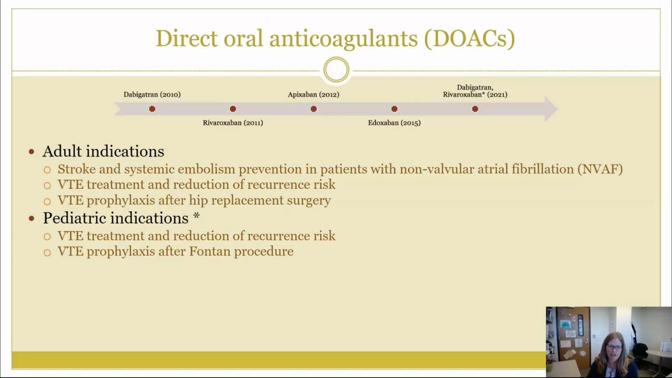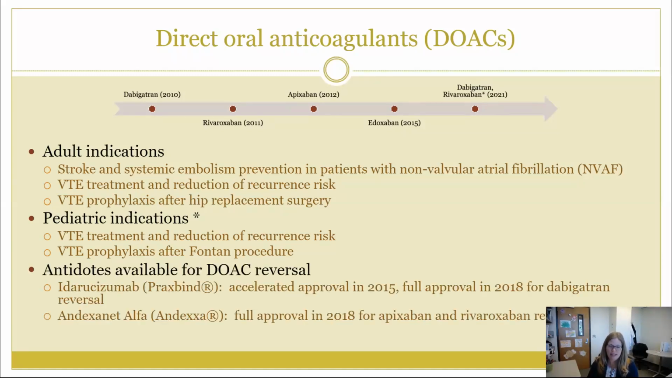Now, other patients that are prescribed DOACs in the outpatient setting would be those needing VTE treatment and to try to reduce the risk of recurrent VTE. Also, patients getting joint replacement surgeries are at higher risk for thrombosis, and so they will be prophylaxed with a DOAC. In pediatric patients, these medications are used to treat and to prevent recurrence of VTE, and also for VTE prophylaxis in a specific procedure.